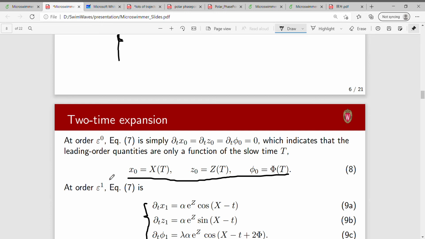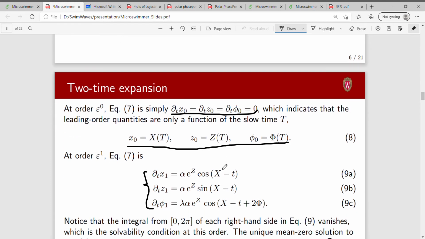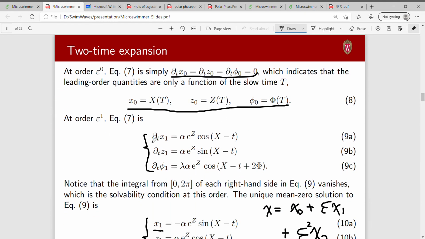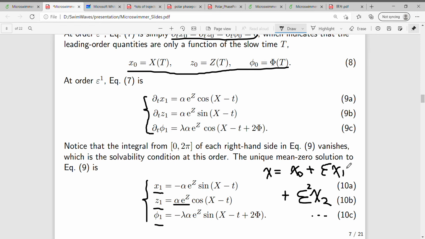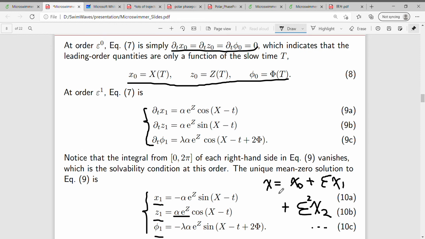So at order of epsilon 0, it's simply this. Okay, which indicates that the leading order quantities are only a function of the slow time t, and at order 1 we have this, and we can actually solve this to have expression for x1, z1, v1, and remember that x is equal to x0 plus epsilon x1 plus epsilon square x2, something like that. Okay.